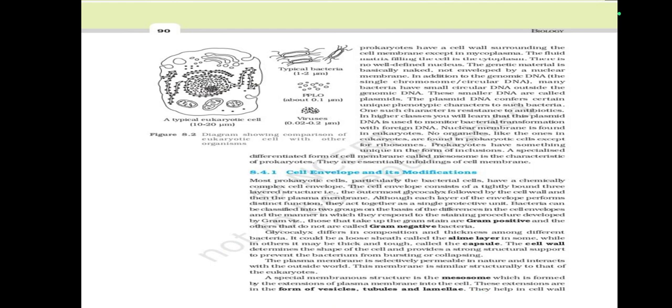All prokaryotes have a cell wall surrounding the cell membrane, except in mycoplasma. The fluid matrix fills the cell in the cytoplasm. There is no well defined nucleus. The genetic material is basically naked, not enveloped by a nuclear membrane.